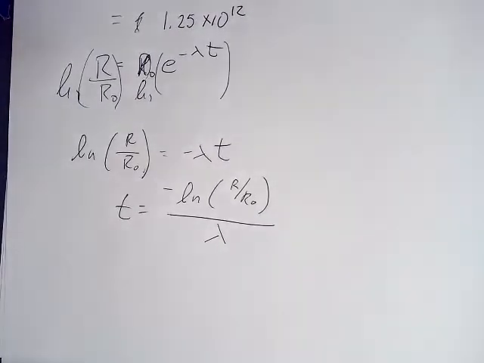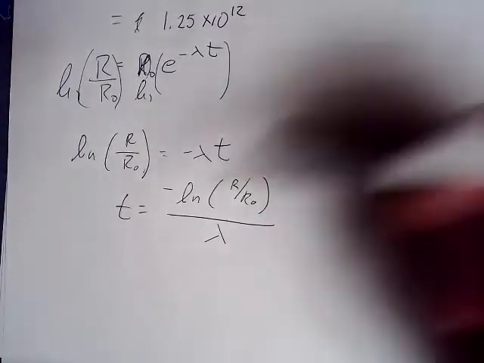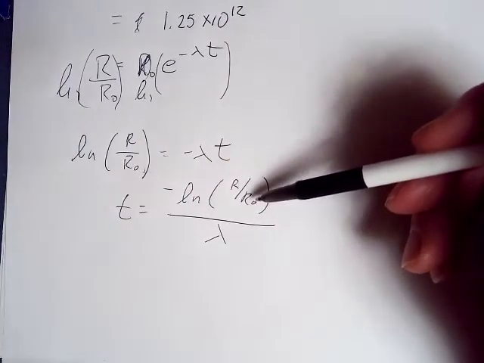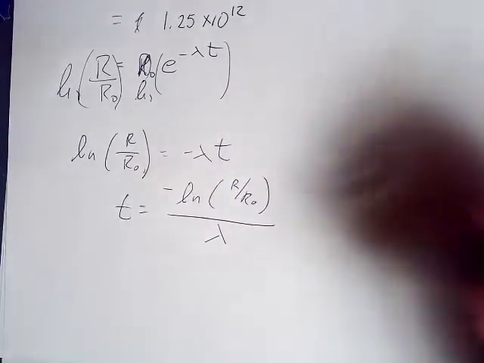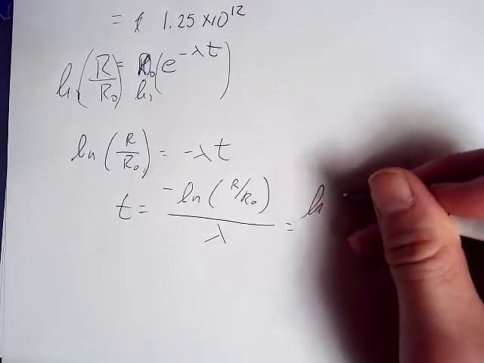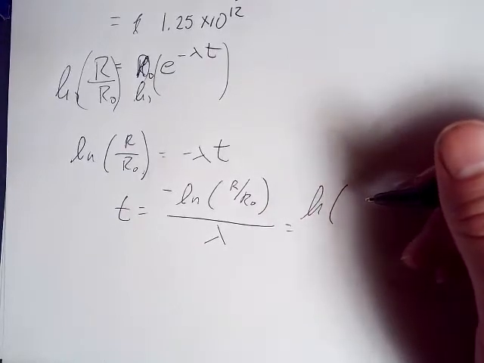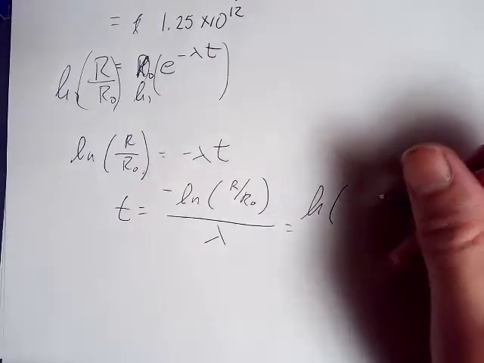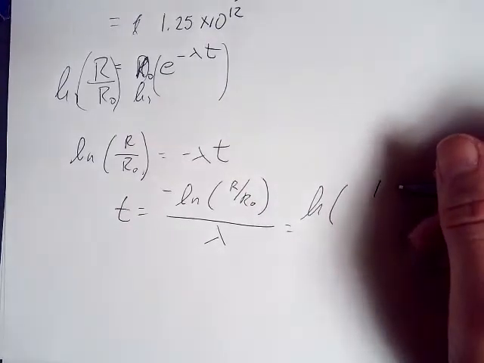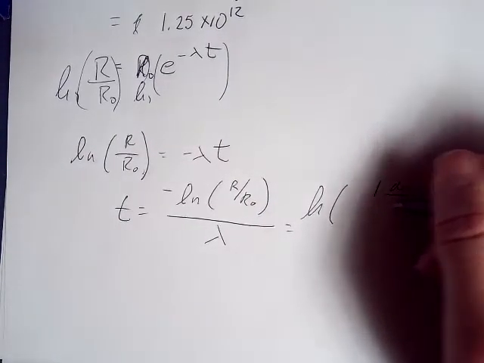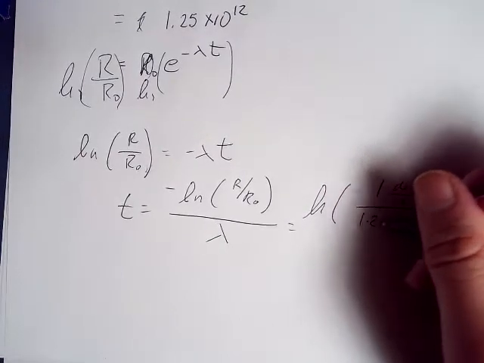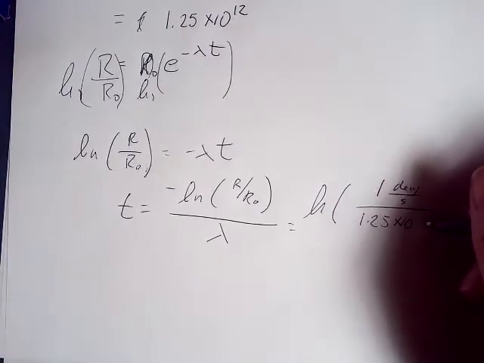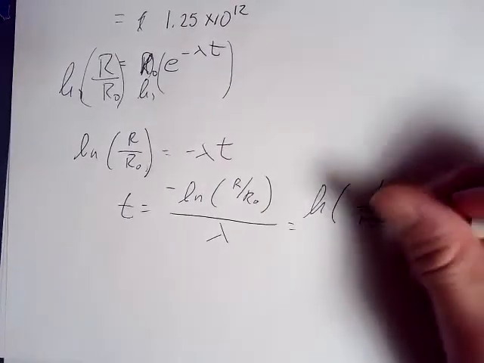So this r over r naught has to be less than 1. The log of anything less than 1 is going to be a negative. So the negatives cancel out. Let's see what we got here. So now we want to find if r is 1 decay per second divided by the original. Let's see, where was that? No, that's the wrong answer there.